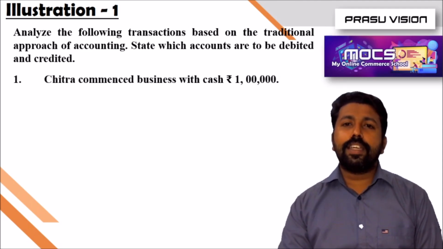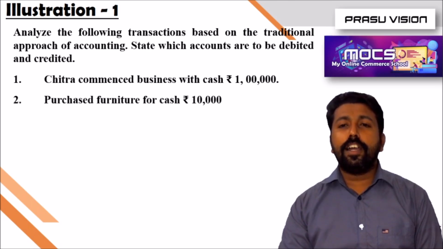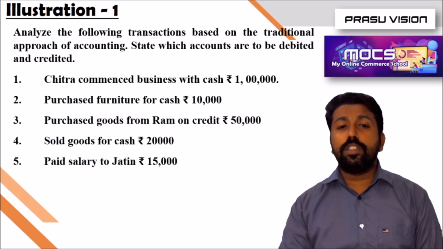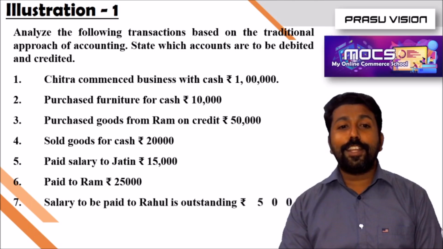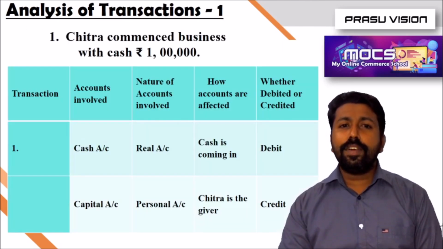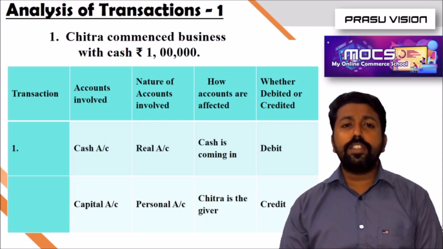So here a lot of transactions are there, like commence the business. Already you know very well the two aspects, two accounts: purchased furniture for cash, purchased goods from Ram on credit, sold goods for cash, paid salary to Jatin, paid to Ram, salary to be paid to Rahul outstanding, commission earned but not received. Let us discuss what the different accounts are from each transaction, what the nature of each account is, and how we have to give the debit and credit. Please come with me.